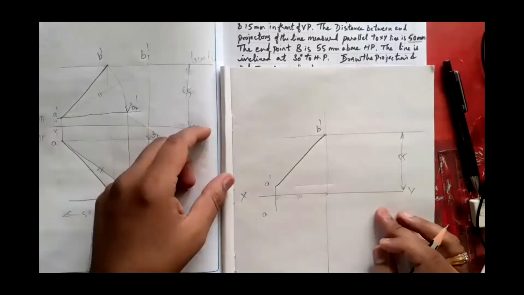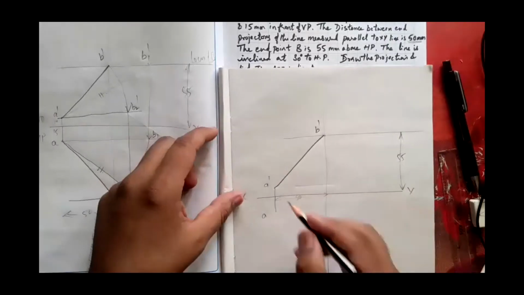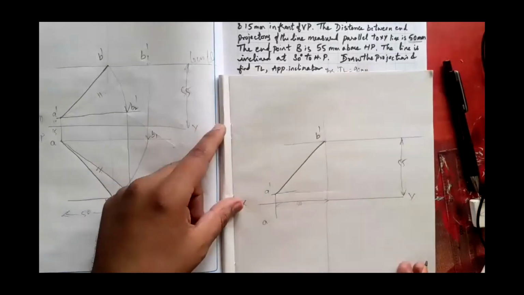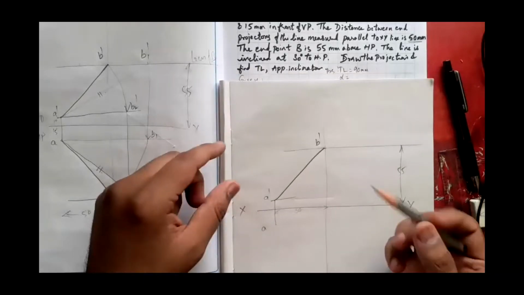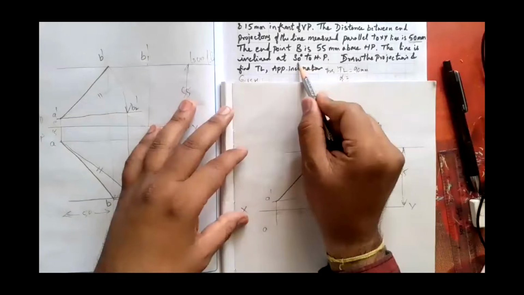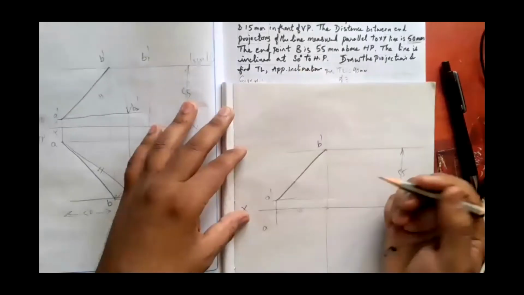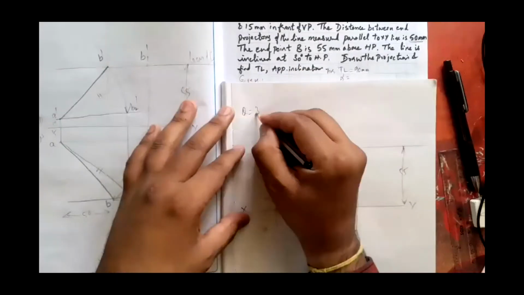Are you able to get it? Yes, sir. Next, what are the next? Let us come to the given things in the problem. 30 degree to HP. What is this 30 degree to HP? It is theta, the true inclination. The line is inclined at 30 degree to HP.